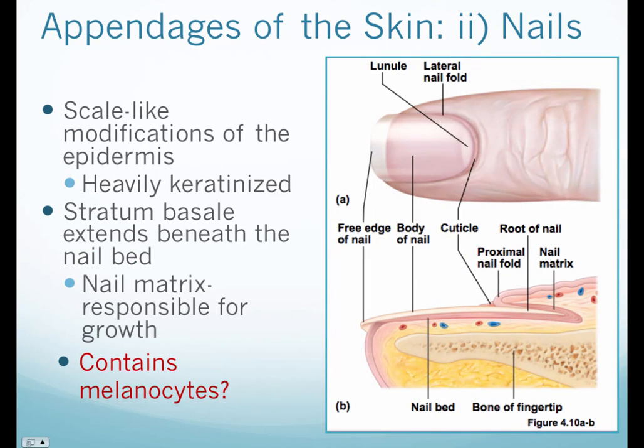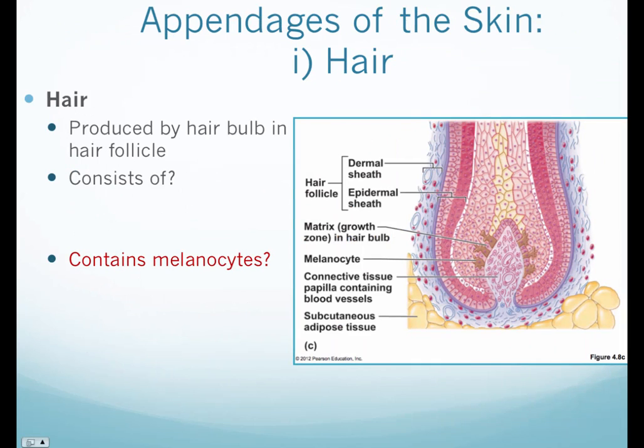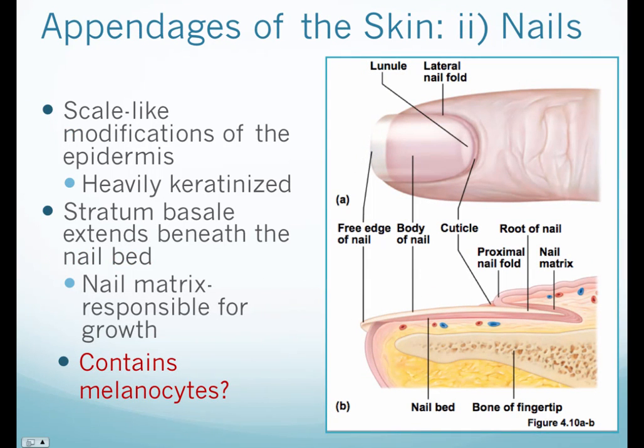The next appendage we have is the nails, and these are scale-like modifications of the epidermis itself. They are heavily keratinized, and just like our hair bulb, we have all of these stratum basale layer cells. Here we also have the stratum basale layer right here within our nail matrix. So nail matrix is this region over here. This is that mitotically active layer as well. As you continue to grow and divide, it's eventually going to give rise to your nail cell itself. And of course, as we get farther away from our blood source, are these cells going to be living or dead? They're going to be dead.